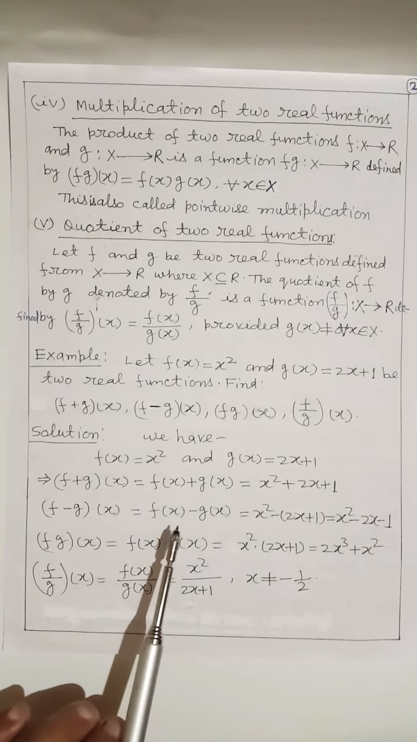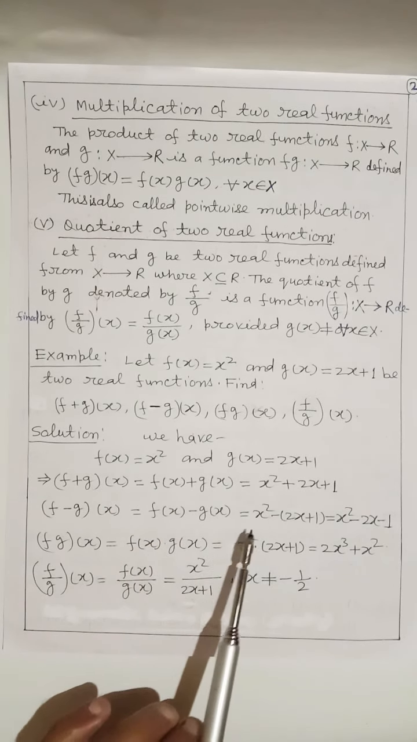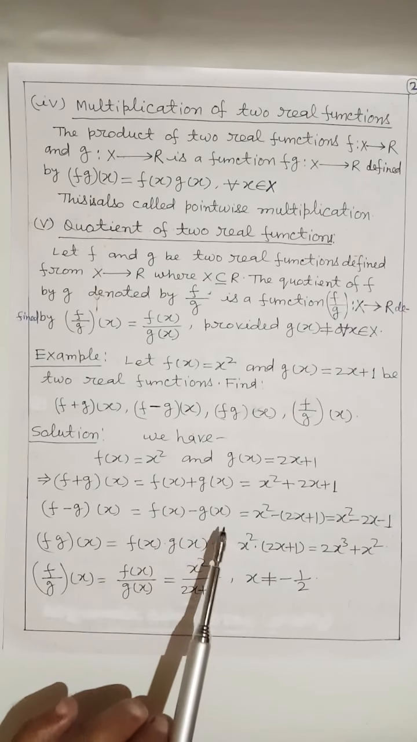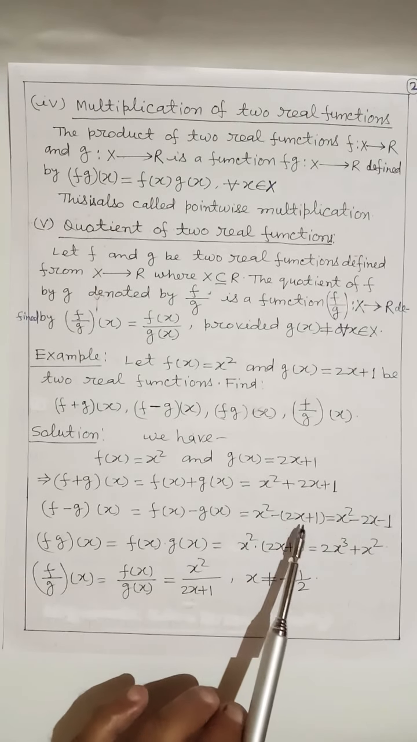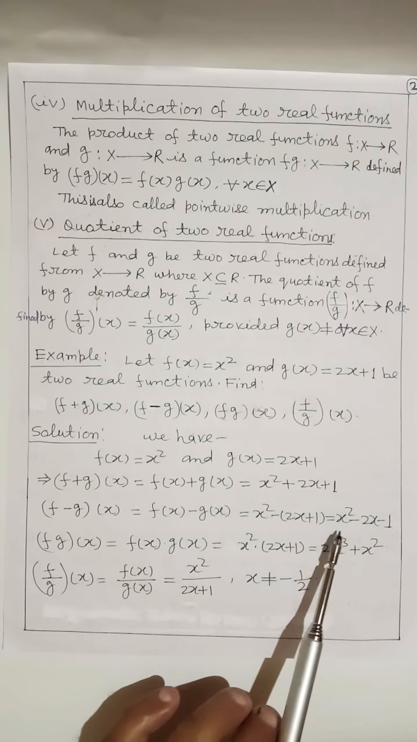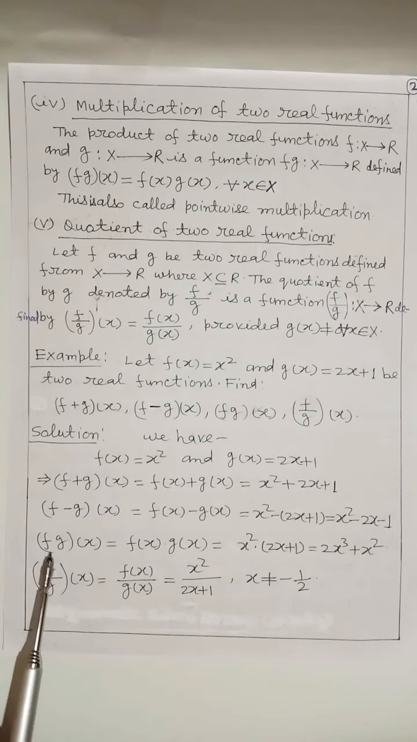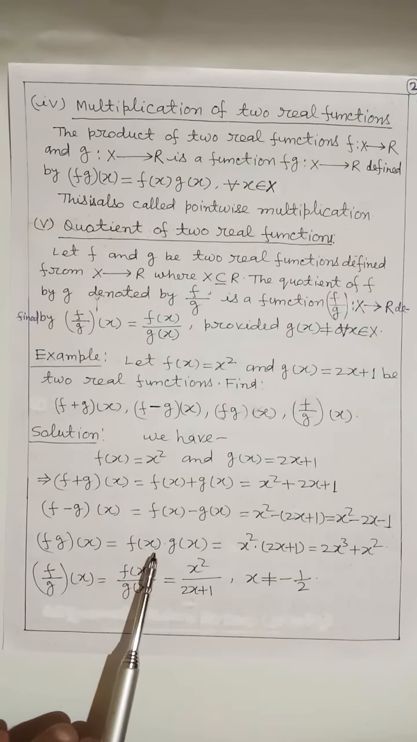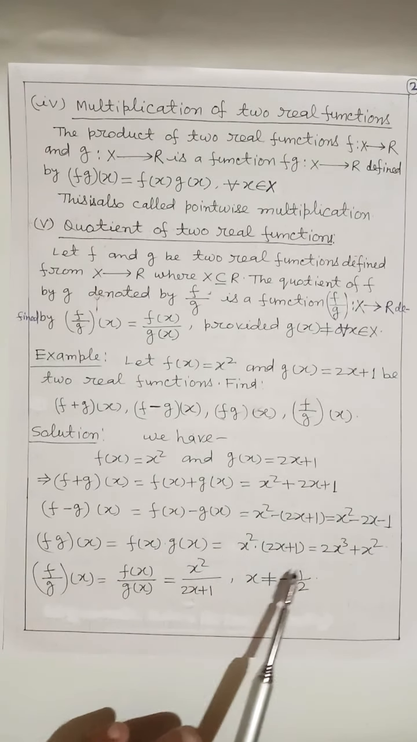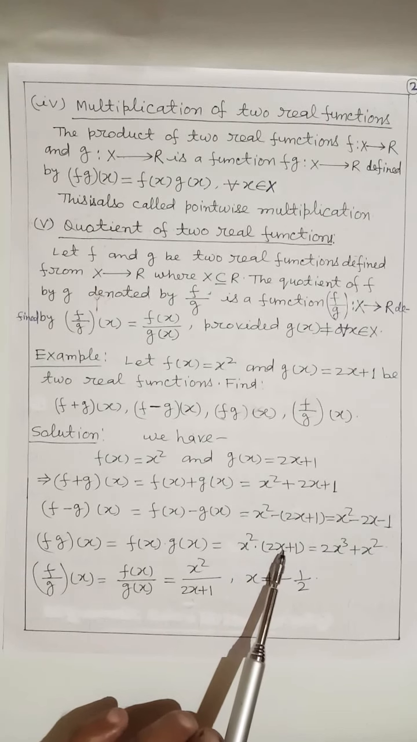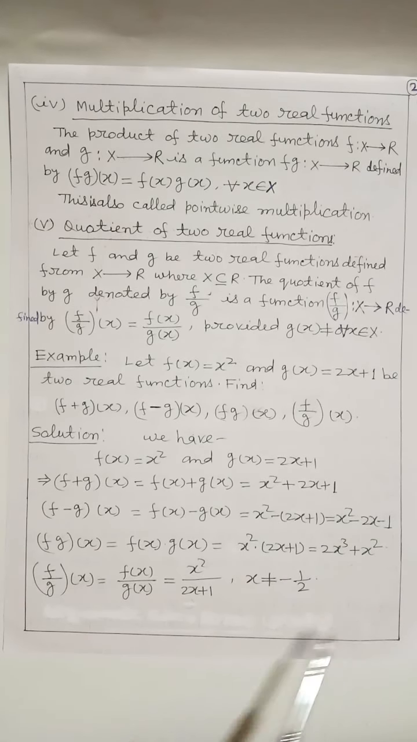It is already discussed from above, and putting the value of f(x) and g(x), we get x square minus (2x plus 1), and this is equal to x square minus 2x minus 1. (fg)(x) equal to f(x) into g(x) from above, and this is equal to x square into (2x plus 1), and this is equal to 2x cube plus x square.